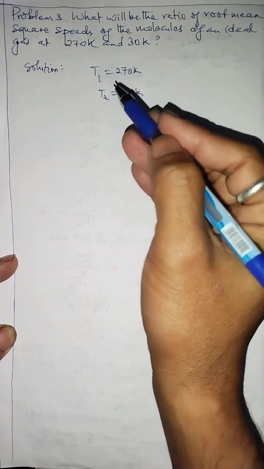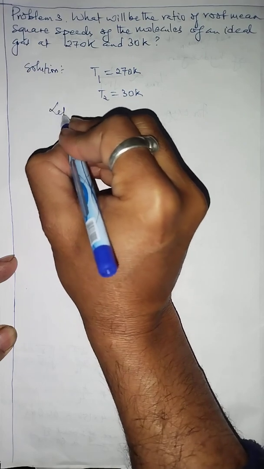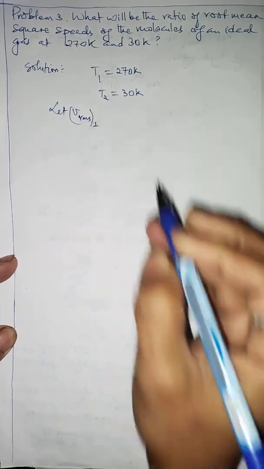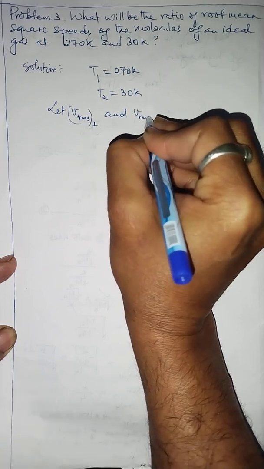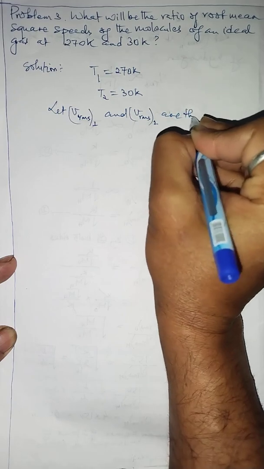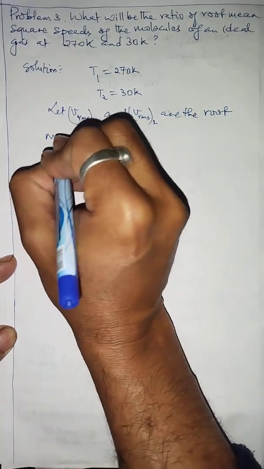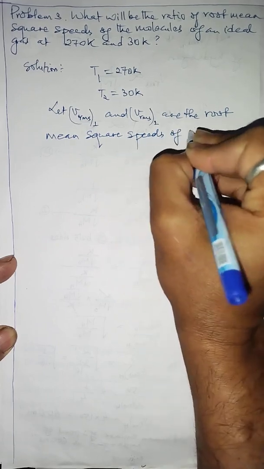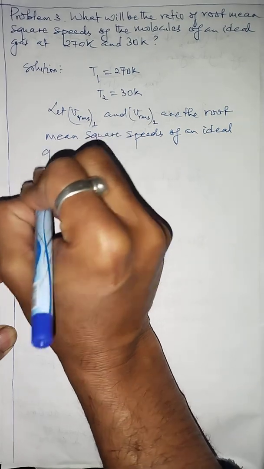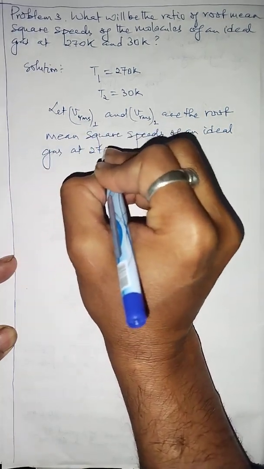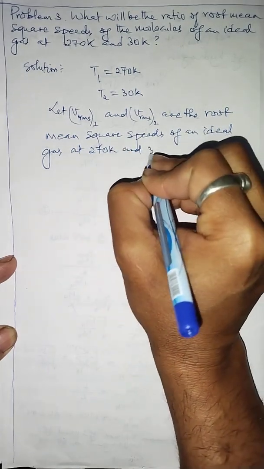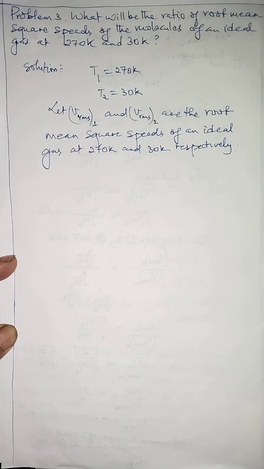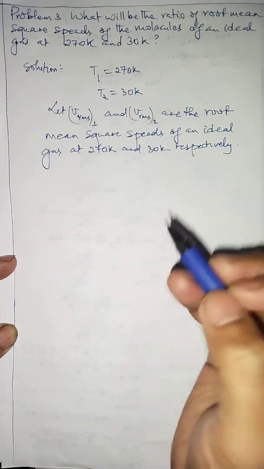Now definitely the root mean square speeds of the same gas are different. So let me consider V_RMS1 and V_RMS2 as the root mean square speeds of an ideal gas at temperatures 270 Kelvin and 30 Kelvin respectively. Now, in order to calculate the ratio, I write a relation.